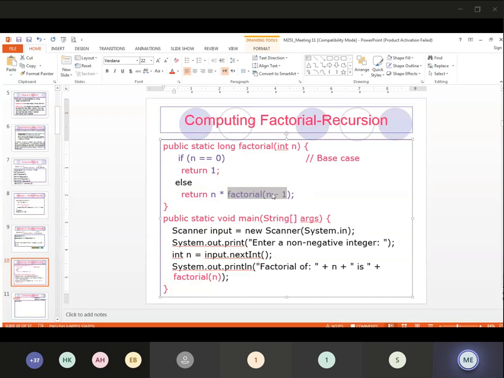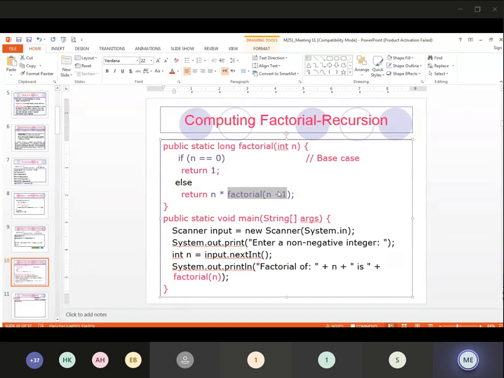5 minus 1, يعني 4. So I'm going to call myself with 4. Is 4 equal 0? لا. Else it will be 4 multiplied by factorial 3. So call myself with 3. Is 3 equal 0? No. So it will be 3 multiplied by factorial 2.